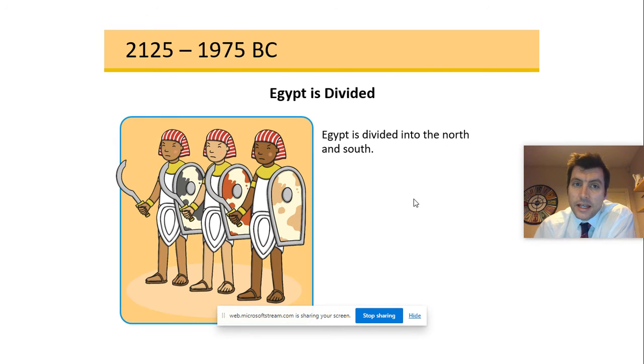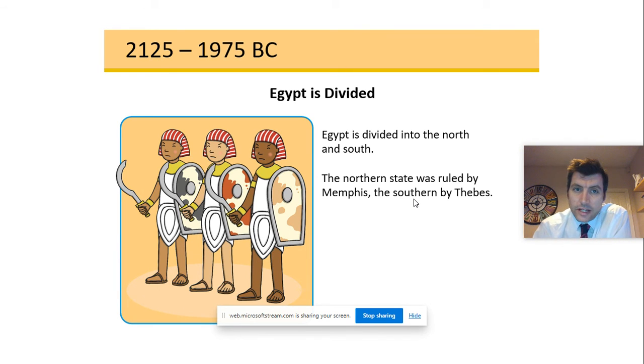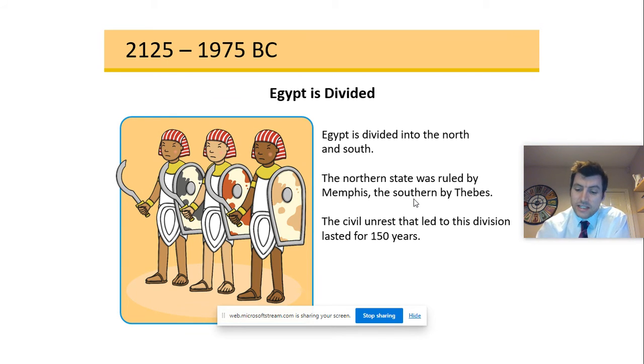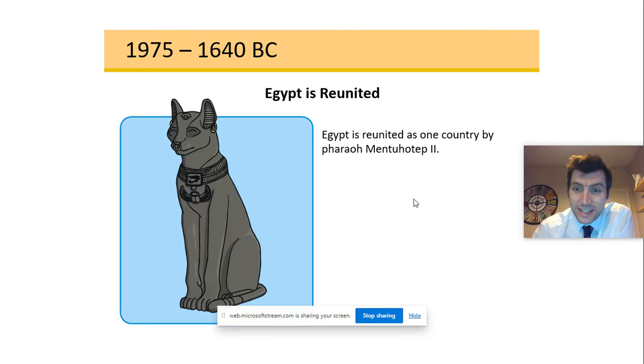Okay. The Kingdom of Egypt was divided between the north and the south. Okay, about 4,000 years ago, it was ruled in the north by Memphis and in the south by Thebes. Okay, and this unrest, this division, this lasted for more than 150 years. So it was a long time. Eventually, though, Mentuhotep II reunited, so brought it back together. So approximately 3,500 years ago, this was reunited.